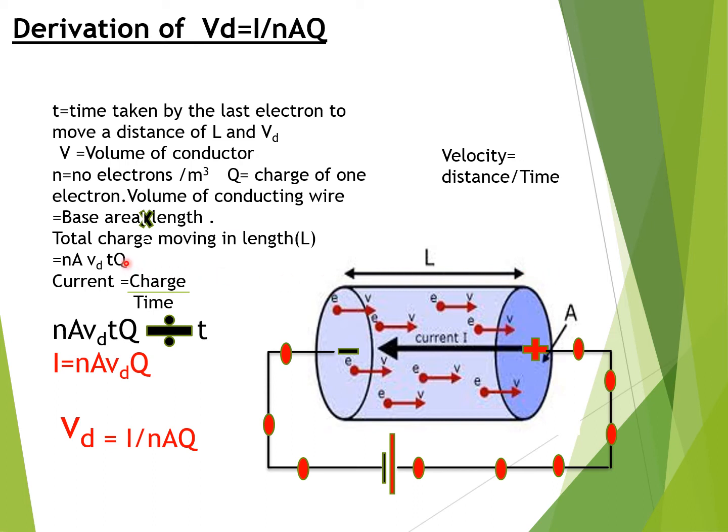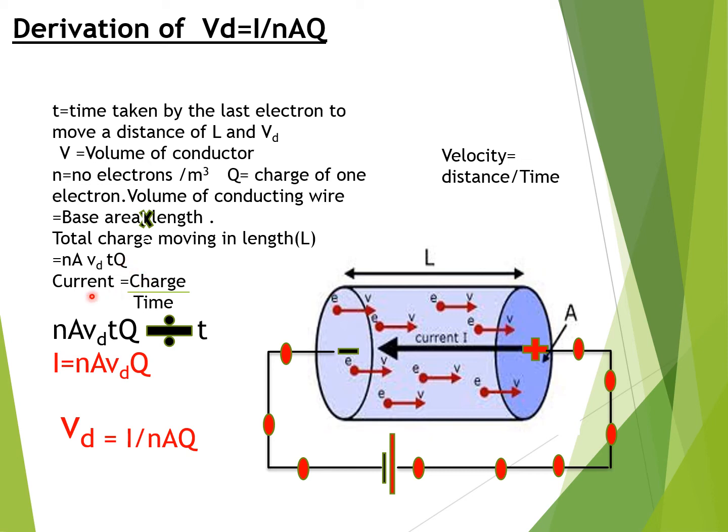Now the total charge moving in the length L of the conductor is equal to N, that is the number of electrons present per meter cube, into A into V D, that is what we call drift velocity, into T into Q. Here Q stands for charge.